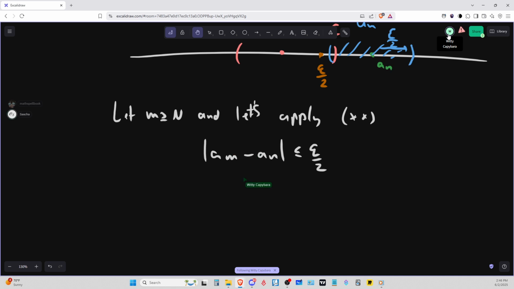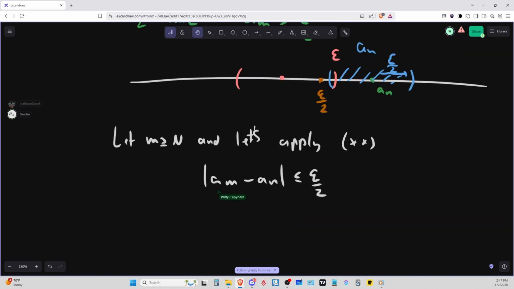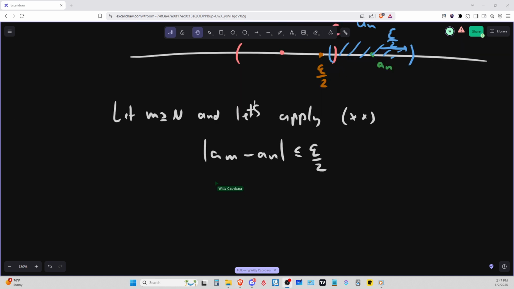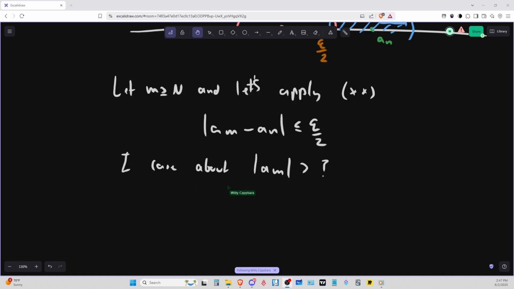I guess I need the part to show it's positive, but okay. So from double star, we get this inequality. And now we're going to play a little bit. I would like to have some bound on my AM, that's the thing I care about. I care about the absolute value of AM. I would like to know it's less than some quantity, and I'm going to use the triangle inequality.